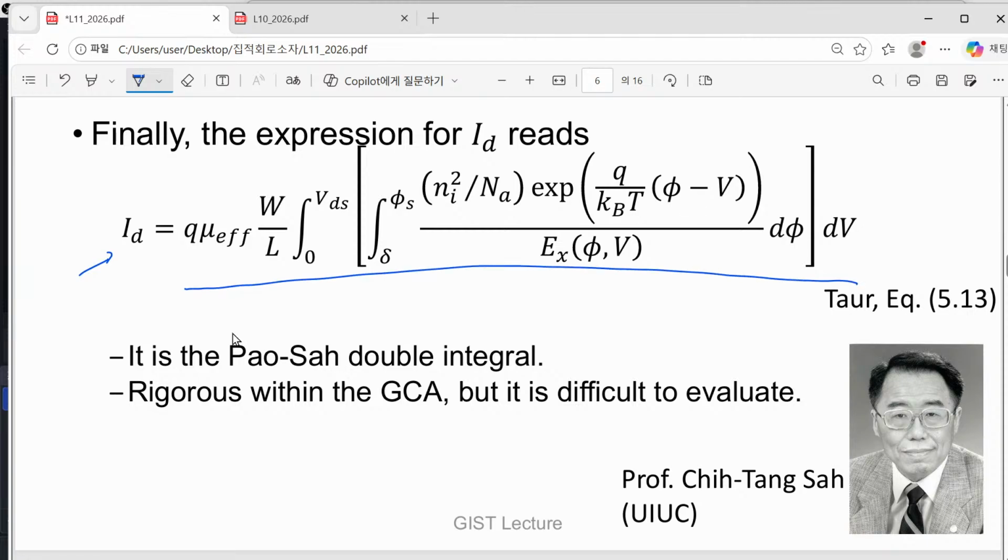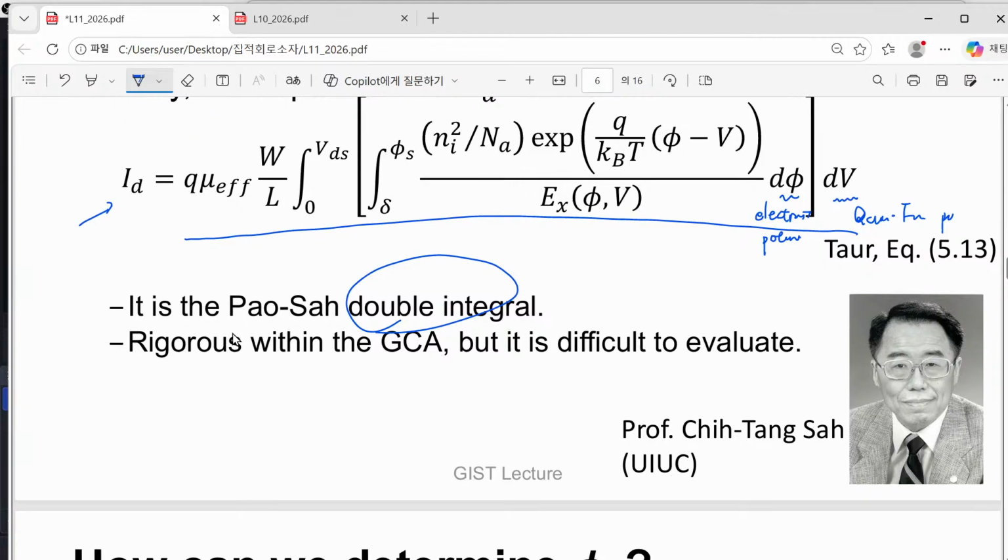So here we have two integrals. One integral with respect to electron quasi-Fermi potential, and here we have an integral over electrostatic potential. Therefore this one is called a double integral. It looks really complicated, but although we have a double integral, please don't be overwhelmed by this complicated mathematical expression.